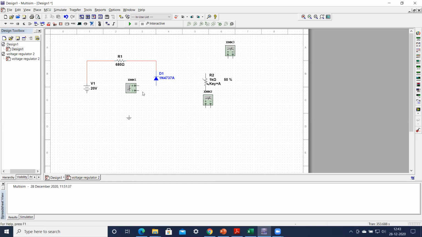Now this is a positive terminal, right? So it should be connected to this one. Here you can connect this particular terminal. Now this can be connected to your ground. Here we can make the connection, and you can connect this to a ground.